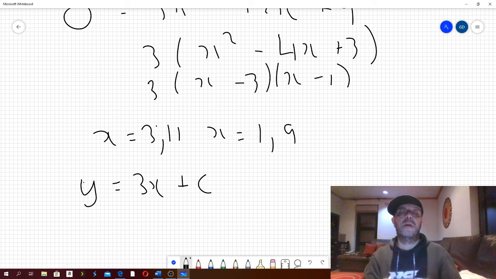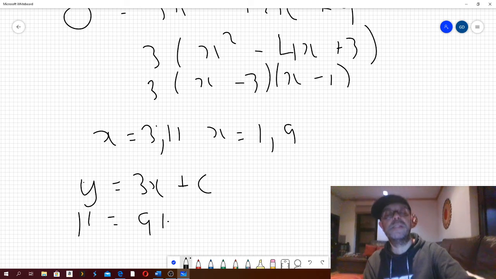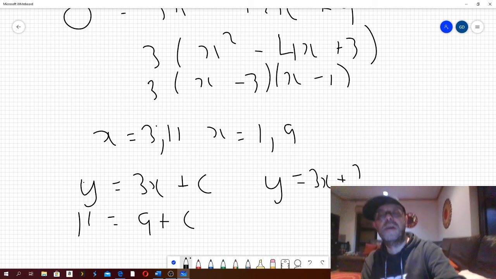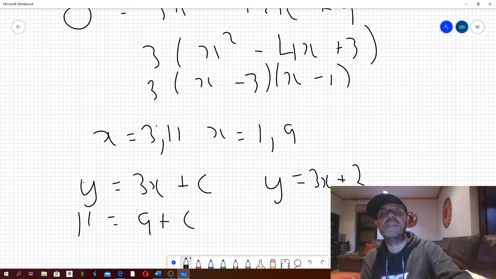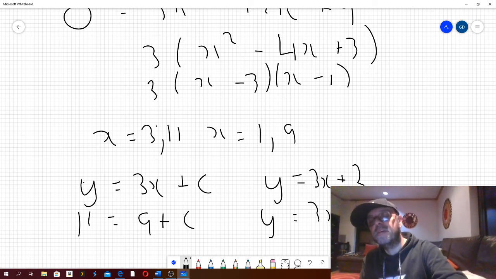Okay, so let's do that quickly. y equals 3x plus c, so that is 11 is equal to 9 plus c. That means the c comes out to 2, so one of the equations is y equals 3x plus 2, and then the last one, if I put in the 9 for y, I get 3 plus c. 3 plus 6 is 9, so the c comes out as 6, so y equals 3x plus 6 is the other equation.